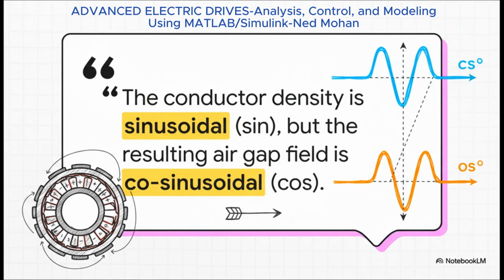And this right here, this is probably the most important insight so far. There is a 90-degree spatial shift between the winding and the field it creates. Let that sink in for a second. We physically arrange the conductors in a sine distribution, specifically to produce a magnetic field that's shaped like a cosine wave. This isn't an accident. It's a fundamental design principle of the entire machine.